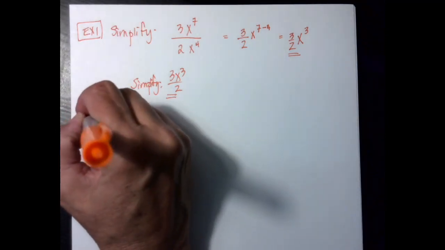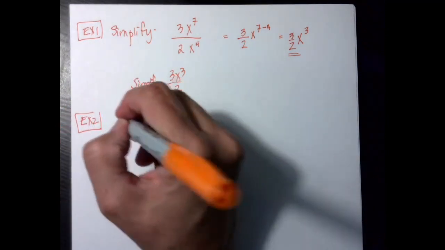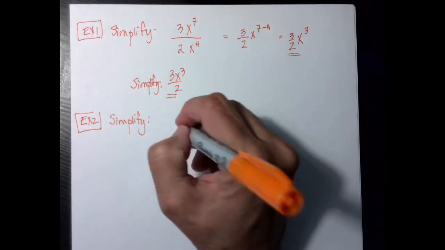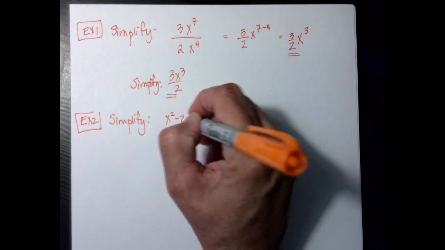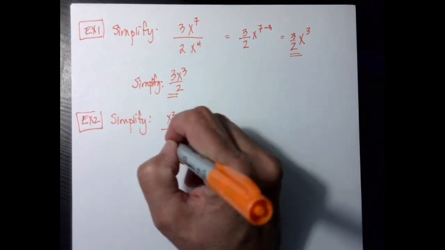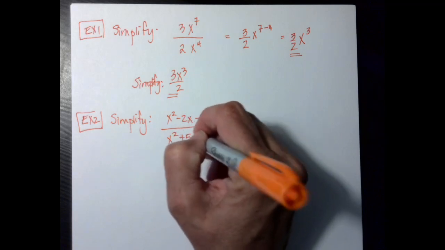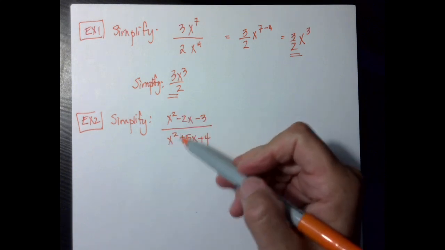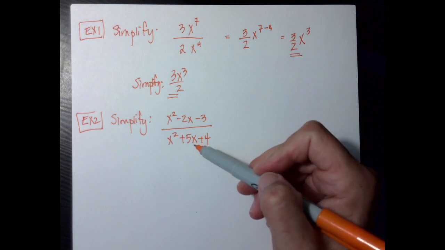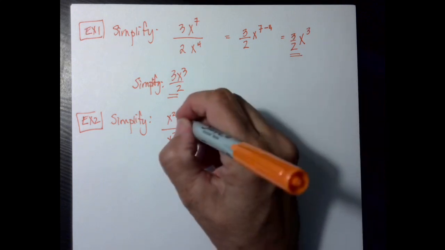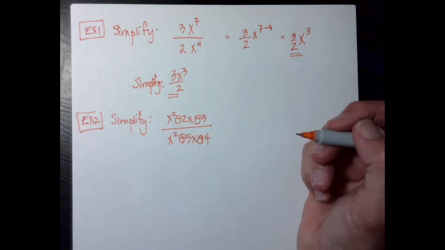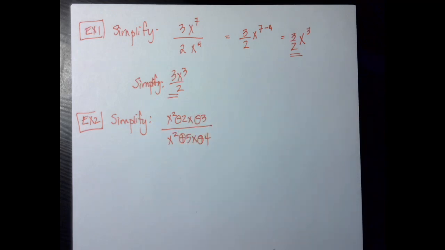Alright, let's do example number 2, and we're going to make it a little bit more entertaining. We like it when math gets to be entertaining. I'm going to have x squared minus 2x minus 3 over x squared plus 5x plus 4. Now the thing that people like to do is start canceling out the x squareds and cancel out the x, but that can't happen, because these terms are separated by pluses and minuses, so nothing will actually cancel.